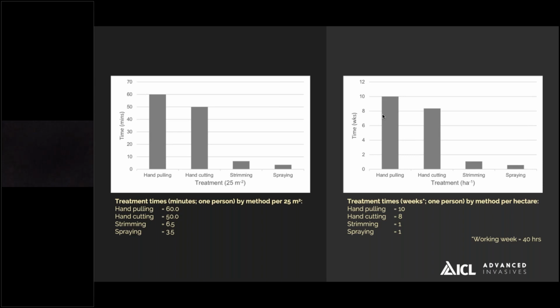And then you can see down at the bottom there, strimming with a brush cutter, and spraying, you're looking at about a week. So it would be possible to manage using strimming, but when we're looking at effective applications and also the use of residual products to reduce the number of visits, hand pulling, hand cutting, those types of operations, they really don't present themselves as being practically feasible.